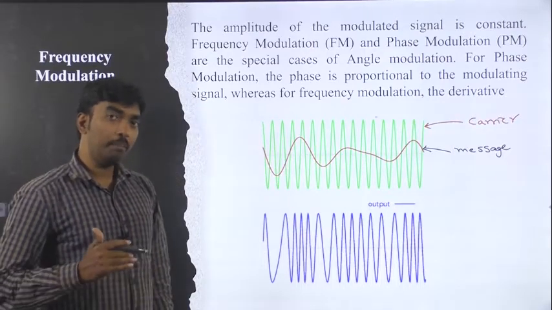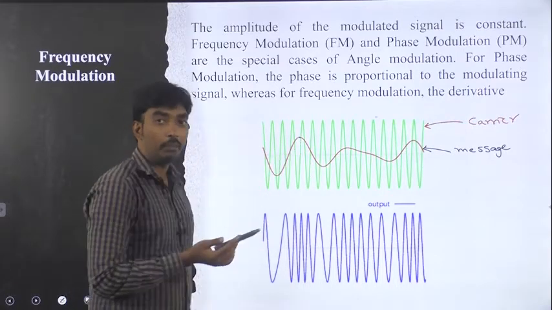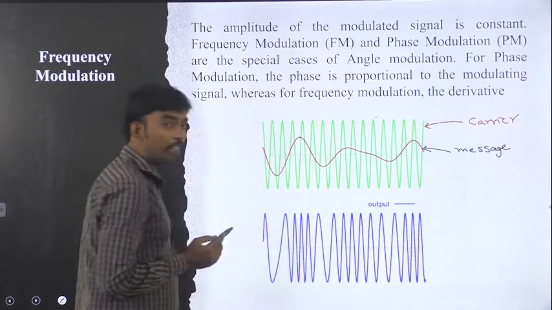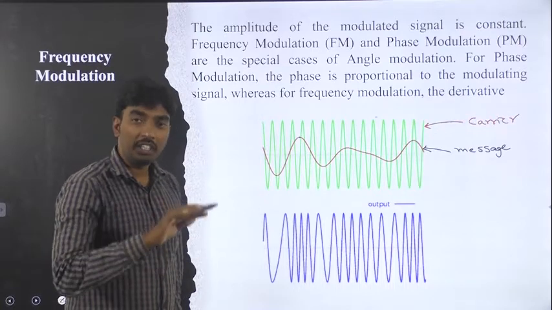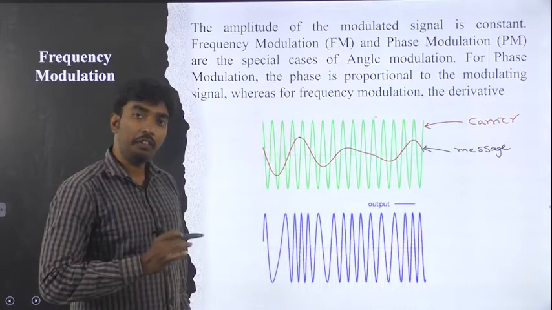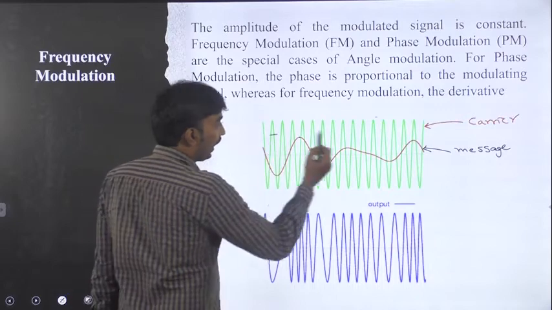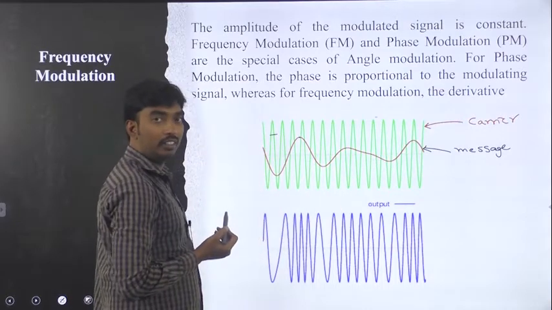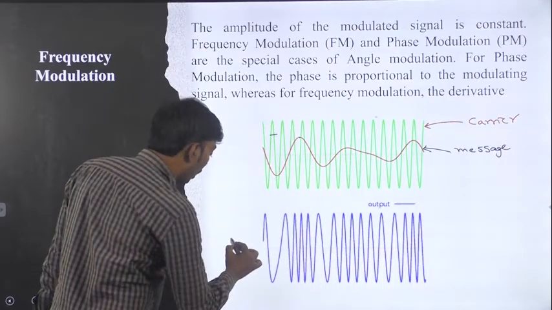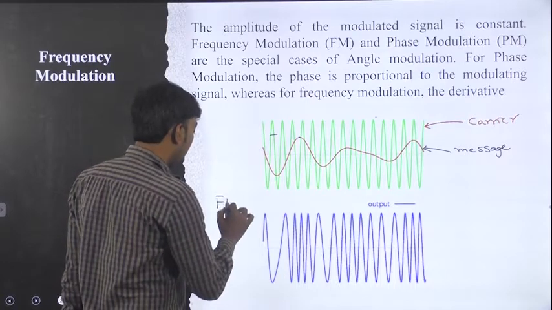Whereas in amplitude modulation, whenever the message signal amplitude is high, the amplitude of the modulated signal is high. Whenever the message signal amplitude is low, the amplitude of the modulated signal is also low. But here we are doing the frequency modulation, right? Now the green color signal is a high frequency carrier, the red color is a message signal, and the blue one is the frequency modulated signal. Now this is FM signal.